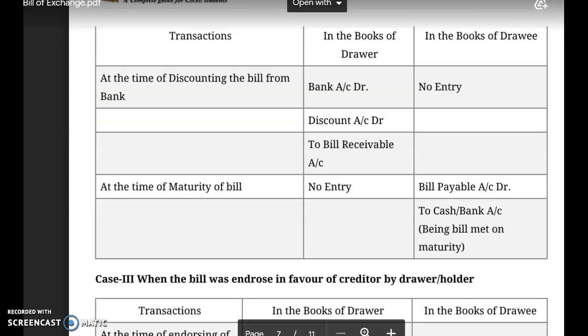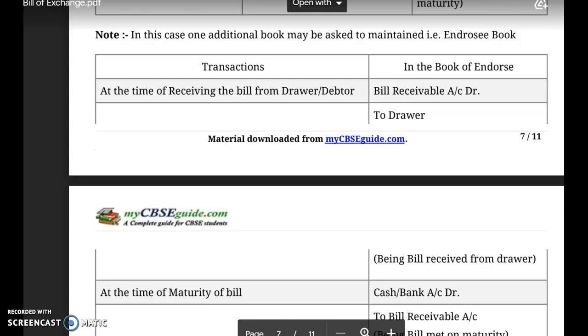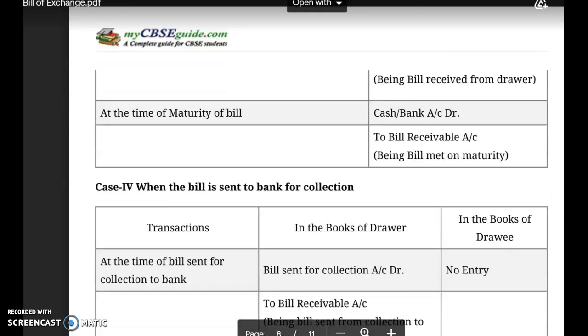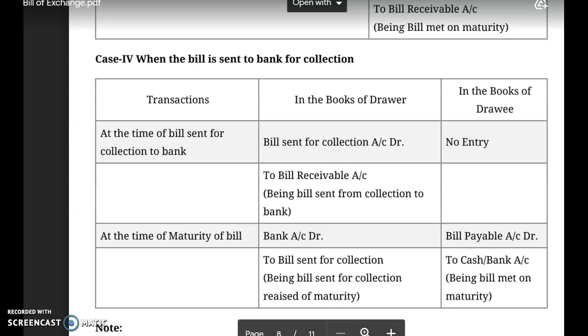The third case was when the bill was endorsed in favor of a creditor by the drawer, that is, to a third party. And the last case was when the bill is sent to the bank for collection, that is, the bank is requested to collect the payment of this bill on behalf of the drawer from the drawee. Dear students, these four cases are very, very important. I request you to please first practice the illustrations given in your book from illustration 1 to 8, and then go through the exercise relating to this important topic.